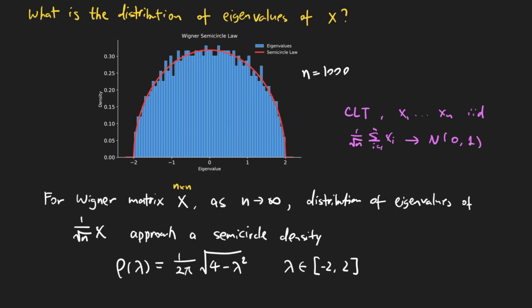And very interestingly, in the case of a random matrix, when the entries of the matrix are independent with mean 0 and variance 1, we also need to divide by the square root of n for it to have a deterministic distribution for the eigenvalues. Okay, so for the next part of this video, let's think about how we can derive this Wigner semicircle law.